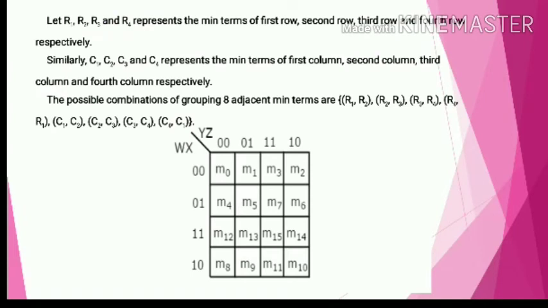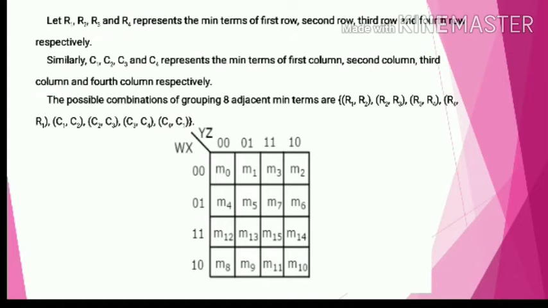So this is the K-map table for the 4 variables W, X, Y, Z. The row side is marked as WX and the column side is marked as YZ. The row side values are 00, 01, 11, 10 and the column side values are 00, 01, 11, 10. In this way, row 0 is the first row, row 1 the second row, row 3 the third row, and R4 is the fourth row.